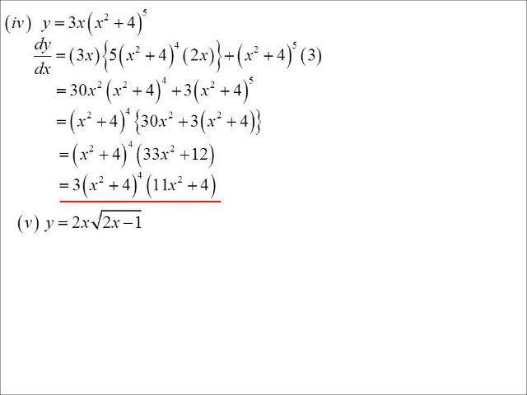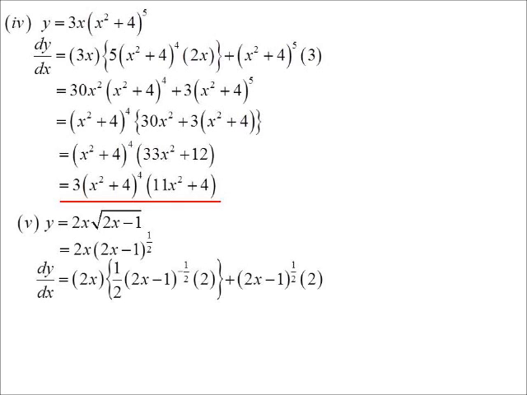Yes, it's also useful when we have square roots. We can't expand that out, so I'll write that in index form. It's 2x times 2x minus 1 to the half. Write down the first, 2x, diff the second, I've got to use our chain rule, bring down the power, lower the power, diff the inside, plus write down the second, 2x minus 1 to the half, diff the first, 2.